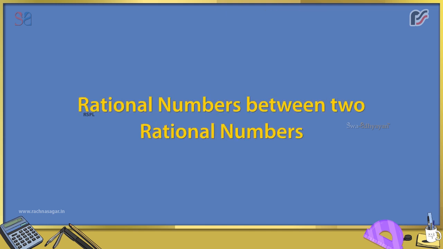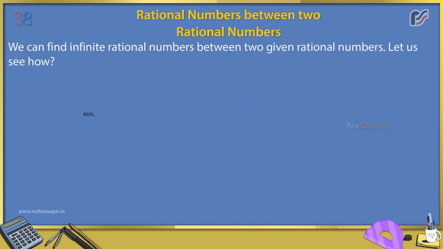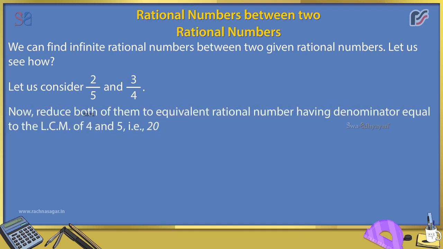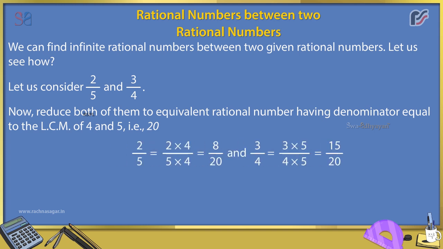Rational numbers between two rational numbers. We can find infinite rational numbers between two given rational numbers. Let us see how. Let us consider 2 by 5 and 3 by 4. Now reduce both of them to equivalent rational numbers having denominator equal to the LCM of 4 and 5, that is 20. 2 by 5 is equal to 2 into 4 by 5 into 4, which is equal to 8 by 20. And 3 by 4 is equal to 3 into 5 by 4 into 5, which is equal to 15 by 20. Since 8 is less than 15, this implies 8 by 20 is less than 15 by 20.